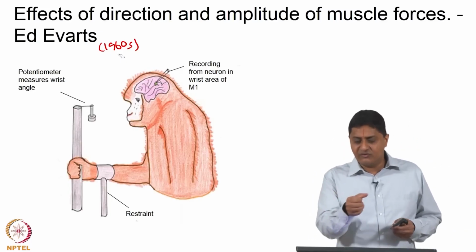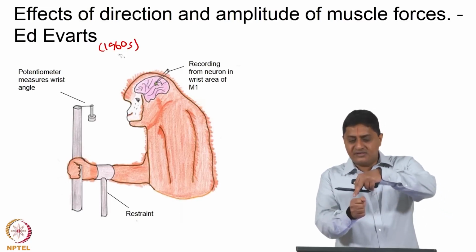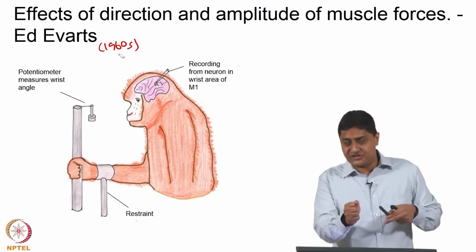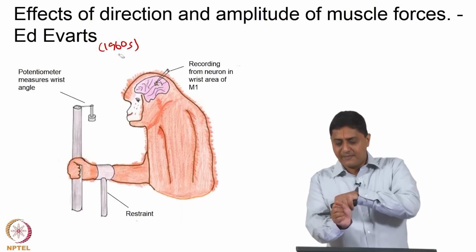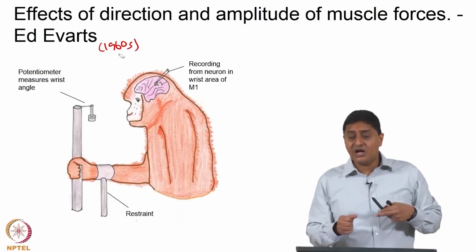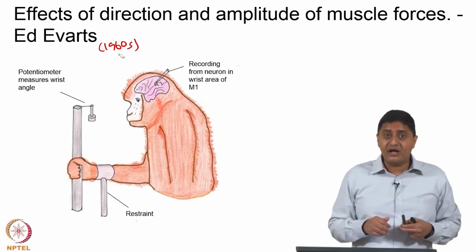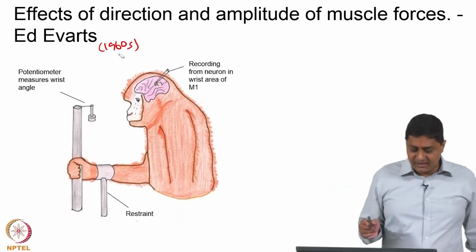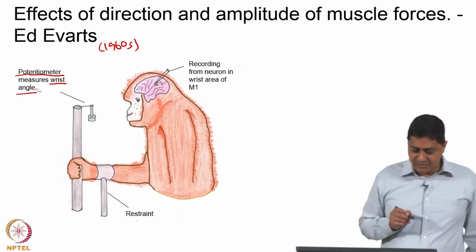Through a system of pulleys and ropes, he kept loads that could either assist flexion, so when I am doing that movement I am flexing. If that load is hung in such a way that it assists my flexion, it opposes extension, right. Or the load could be hung in such a way that it assists extension and opposes flexion. And he actually recorded the wrist angle using what was available at that time, a generic potentiometer.